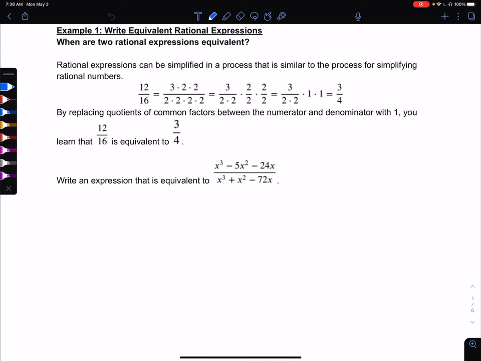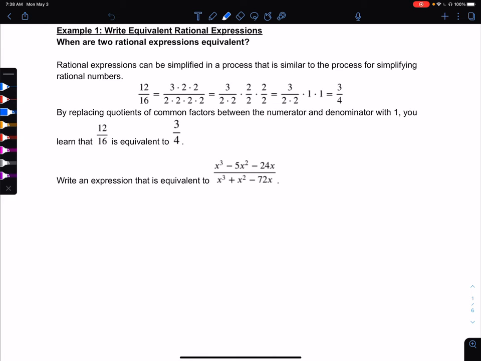In this video, we're going to look at example 1, where we write equivalent rational expressions. So the question is, when are two rational expressions equivalent? What we want to look at is an example using numbers without any variables, to give us some familiarity. Rational expressions can be simplified in a process similar to the process of simplifying rational numbers.